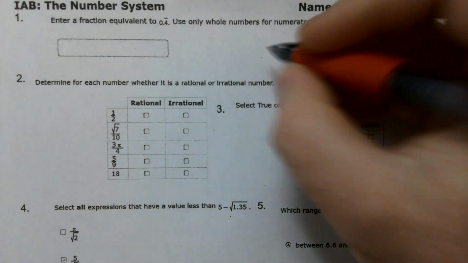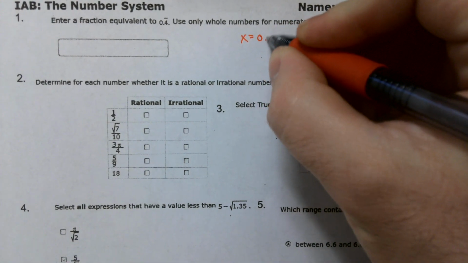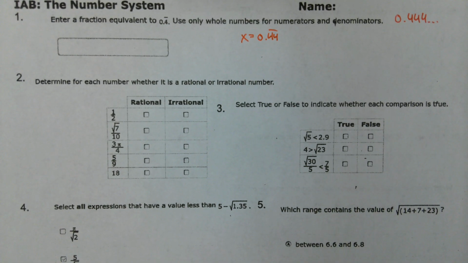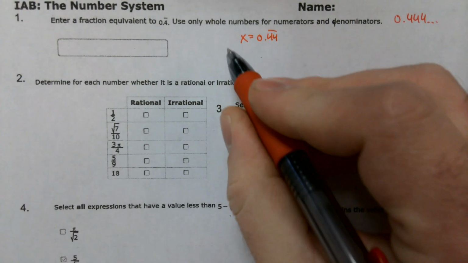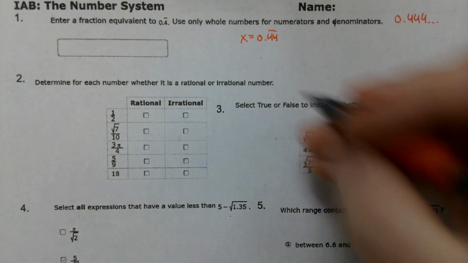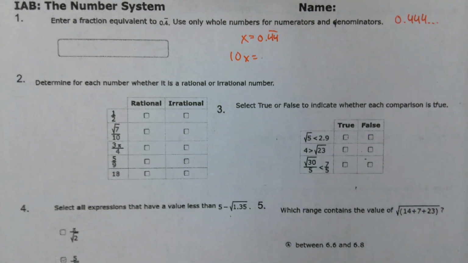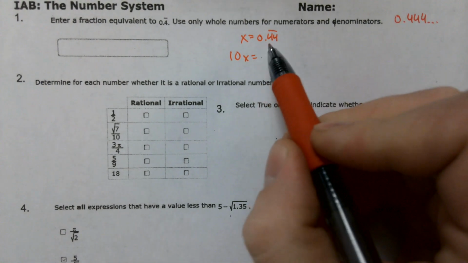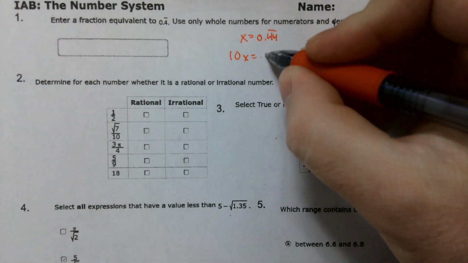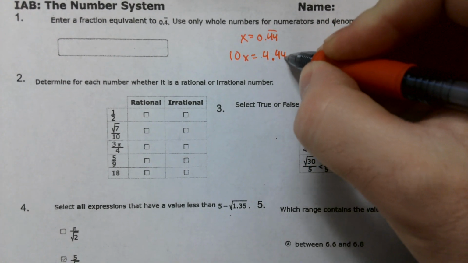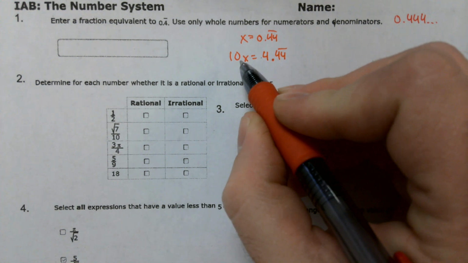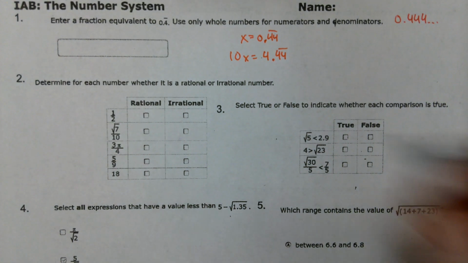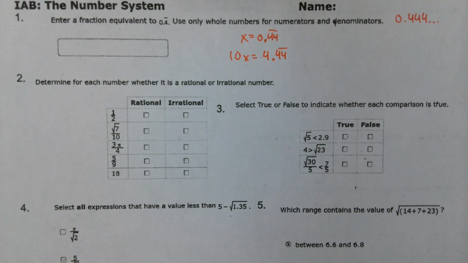Well, what we can do is we can say that x is equal to 0.44 repeating. We can say x is equal to anything because x is a variable, right? If x is equal to 0.44444, what is 10x equal to? It's going to be 4.44 repeating forever, right? If I multiply something by 10, I'm just moving the decimal over one space. You guys know that? So 10x is 4.44 repeating, right?